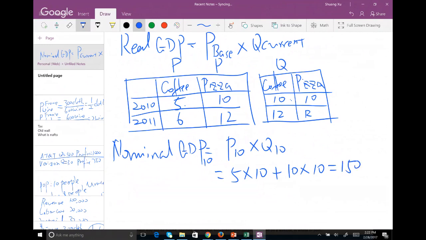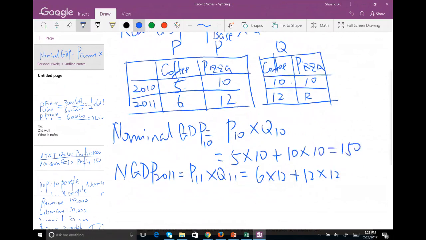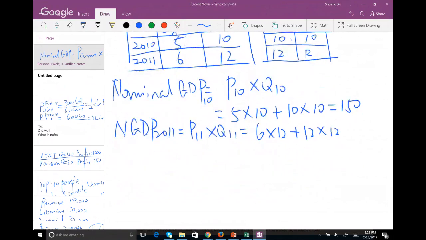That's your nominal GDP. And then the nominal GDP of 2011 will be price of 2011 times quantity of 2011. So I'm going to do price times quantity for each one. So 6 times 12 plus 12 times 12. That's a 12, guys. It's a pretty ugly 12, but it's a 12. Okay.